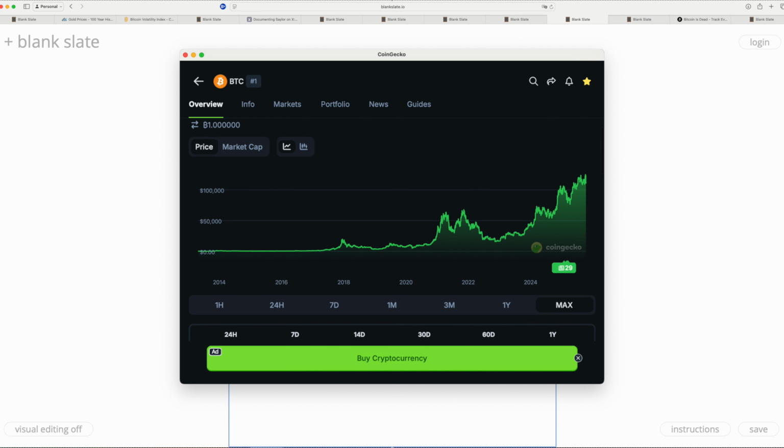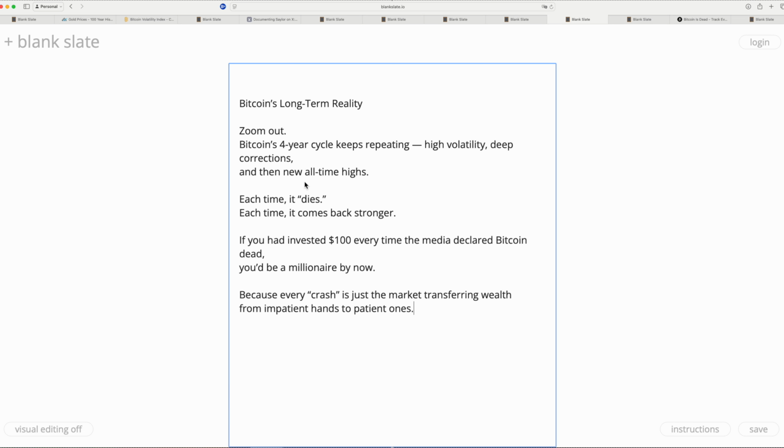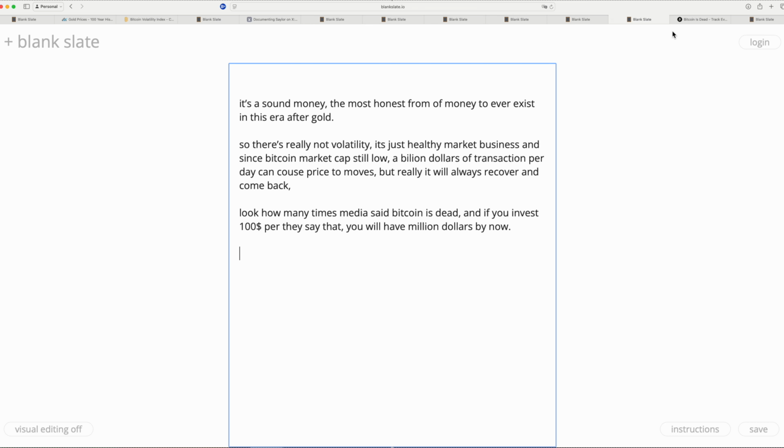Now, Bitcoin's long-term reality. Let's zoom out. For Bitcoin, cycles keep repeating: high volatility, deep correction, and then new all-time highs. But the 4-year cycle doesn't need to keep repeating, because as more institutions and late adopters start adopting it, it becomes more like a macro asset, a bigger asset each time. But again, every time it dies, it comes back stronger. If you had invested $100 every time the media declared Bitcoin dead, you'd be a billionaire by now. There's actually a website showing how many times the media has said Bitcoin is dead, but it's not dead at all. Because every crash is just the market transferring wealth from impatient hands to the patient ones.